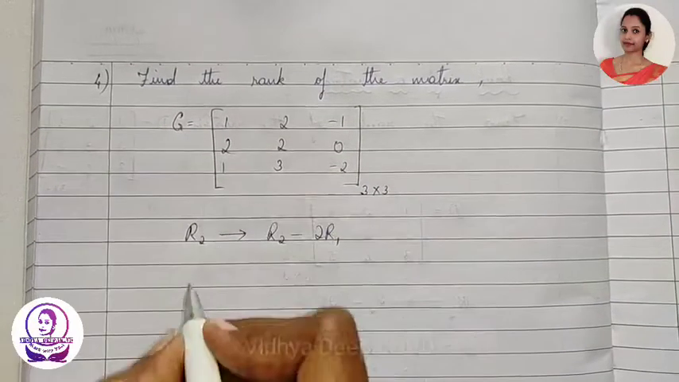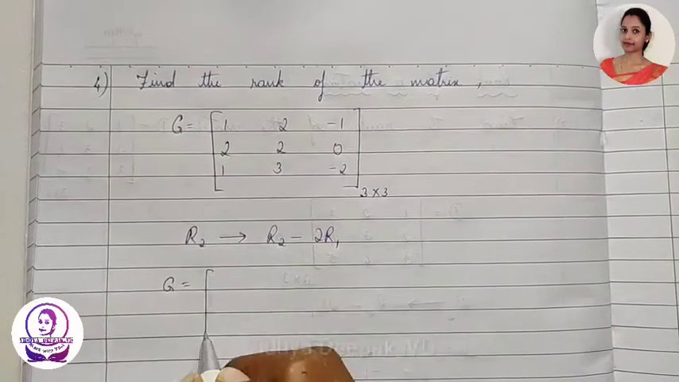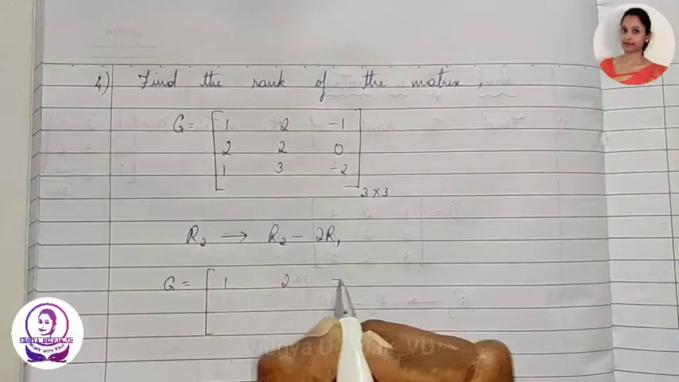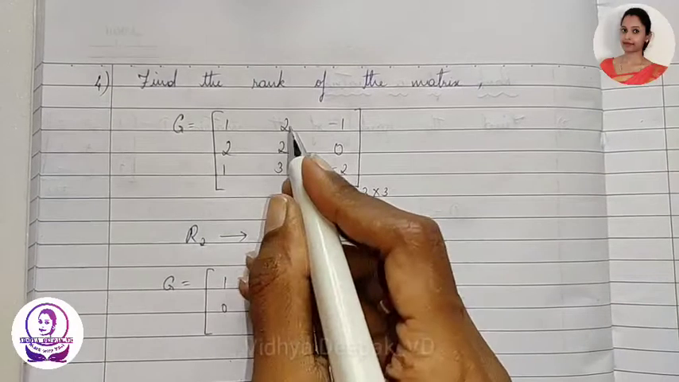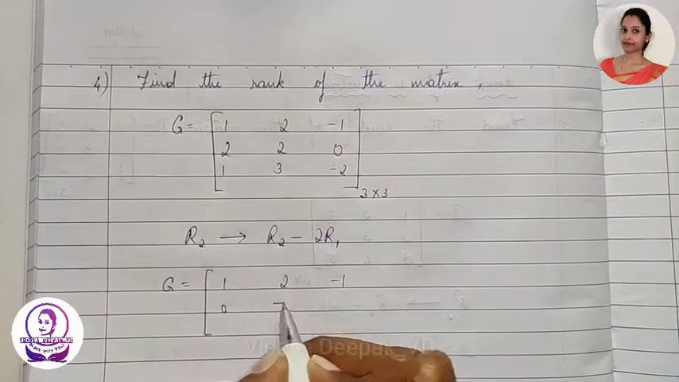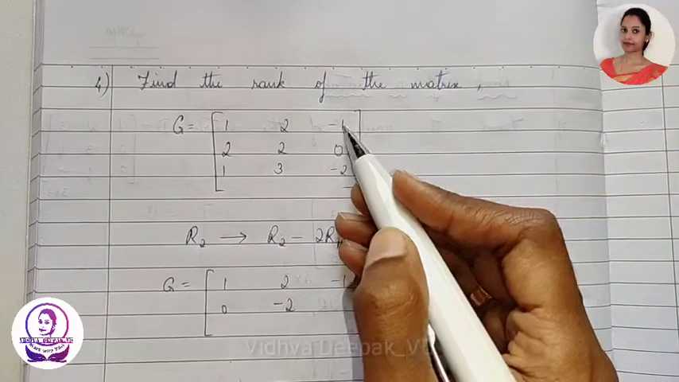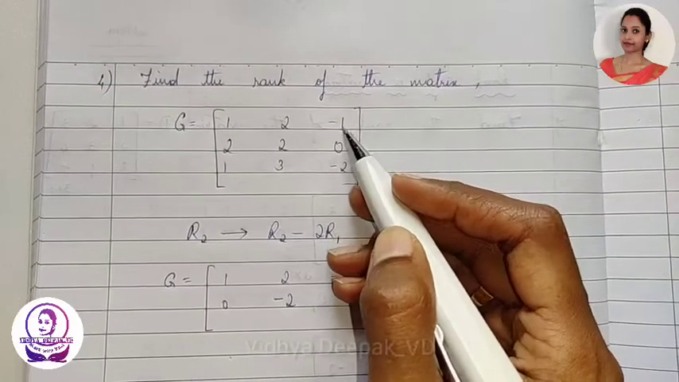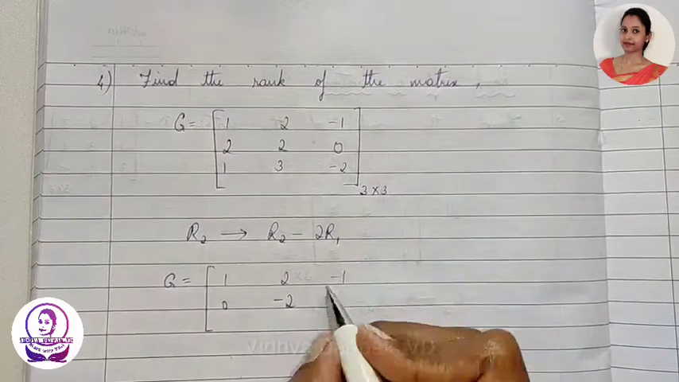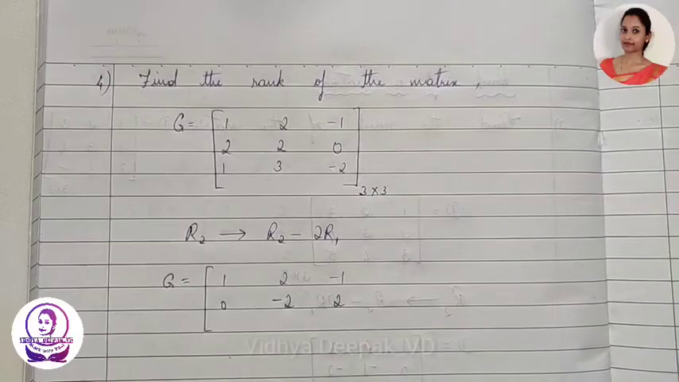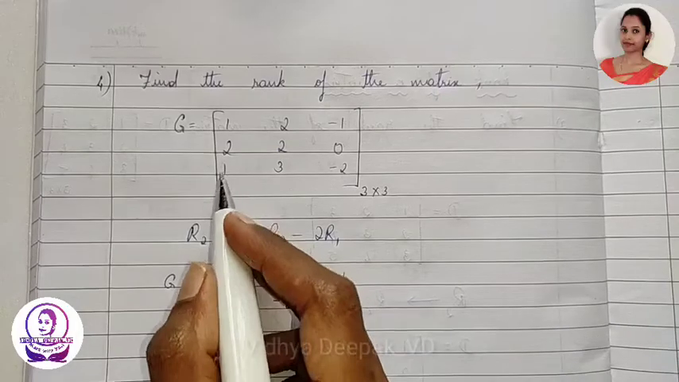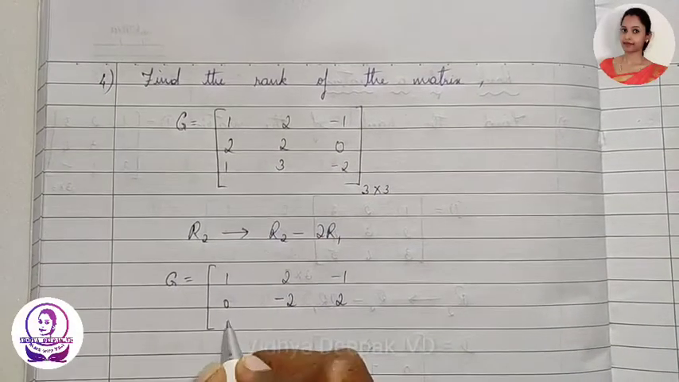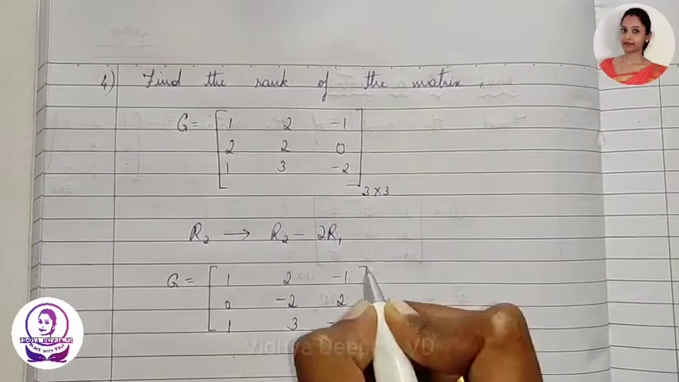So what do we have? We have G is equal to 1 2s are 2. 2 minus 2 is 0. 2 2s are 4. 2 minus 4 is minus 2. Here minus 1 into 2 is minus 2. 0 minus of minus 2 is plus 2. Again, in order to make this 0, you don't have to multiply anything. 1 minus 1 is 0, right? So okay, we'll do it separately.